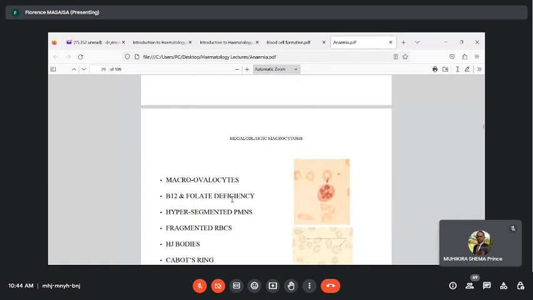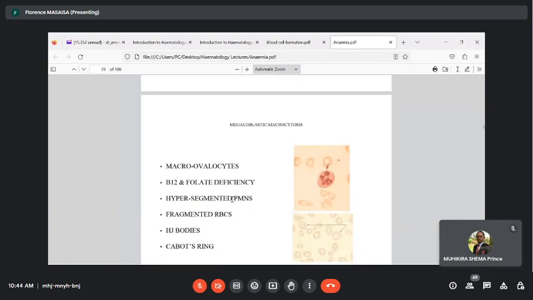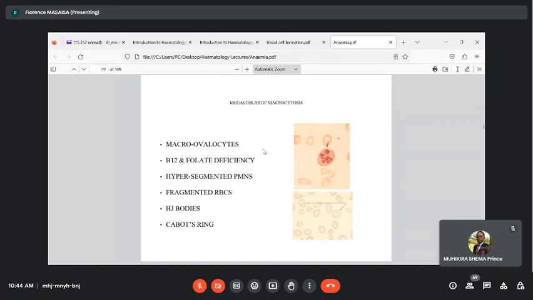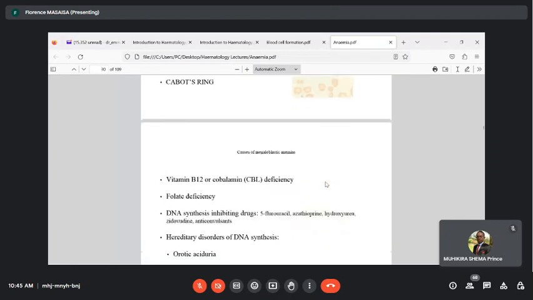So the cells will have macro-ovalocytes, so they are huge. They have hypersegmented neutrophils. Normally, a neutrophil has 2 to 5 lobes, but in the case of vitamin B12 or folic acid deficiency, you see the neutrophil may have even 7 lobes. You can see in the image. They may also have fragmented red blood cells. They may also have Howell-Jolly bodies, and they may also have what we call Cabot rings, which is inside here. We call it Cabot ring. Those are just the malformations you can see on that.